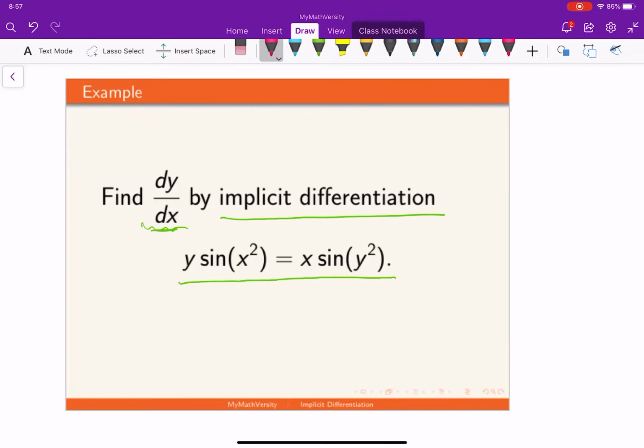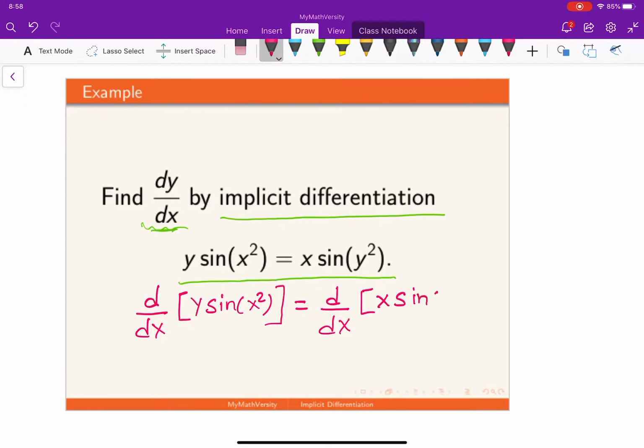There are actually two steps in implicit differentiation to find the derivative of y with respect to x, right? What is the first step? We need to differentiate with respect to x on both sides. So let's do that first. I'm going to differentiate with respect to x the expression y times sine of x squared on the left hand side of this implicit equation, and do the same thing on the right hand side: differentiate with respect to x on x times sine of y squared.